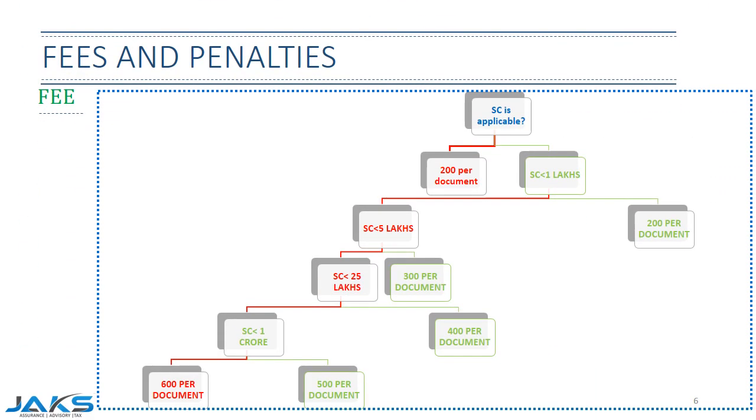This is the pictorial representation of the fee applicable for Form AOC4. In case the share capital is not applicable, it is 200 per document. If the share capital is applicable, see the amount. In case it is less than 1 lakh, it is 200 per document. From 1 lakh to 5 lakh, it is 300 per document. From 5 lakhs to 25 lakhs, it is 400 per document. From 25 lakhs to 1 crore, it is 500 per document. And for all greater than 1 crore, it is 600 per document.